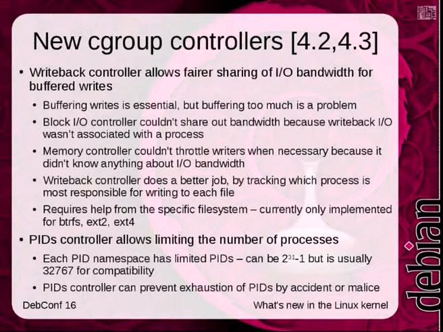It didn't know about the processes. And the memory controller couldn't throttle the processes that were writing too much, or writing more than their fair share, because it just didn't know anything about what was going on with block I/O. I believe there was some code in the memory controller that attempted to do this, but it didn't have enough information to do it properly. Now we have a write-back controller that is properly integrated with memory and block I/O systems, and that should do a much better job. Unfortunately, it needs some help from the file system that's supported in ButterFS and ext4, but not yet in XFS.